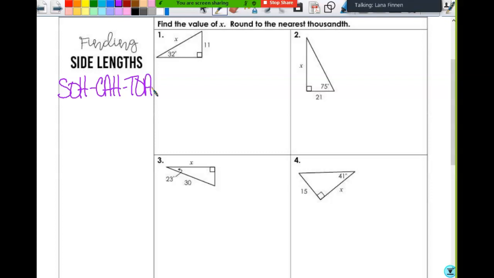So I'm looking for x. I'm looking for a side length here. So this is my angle. I'm going to label my triangle. The side across from that is the opposite. The one across from the right angle is the hypotenuse. So I'm using opposite and hypotenuse.